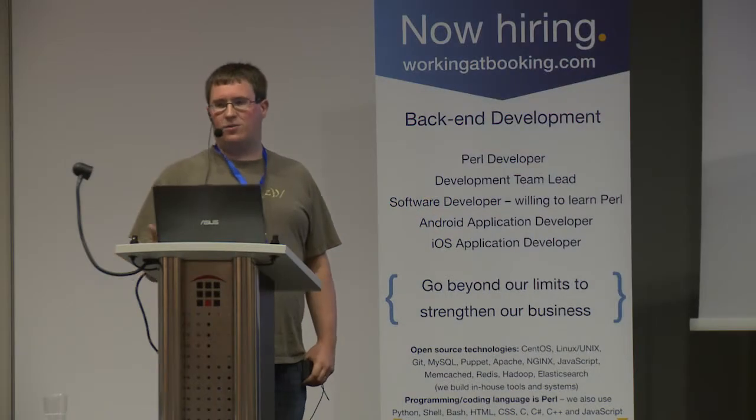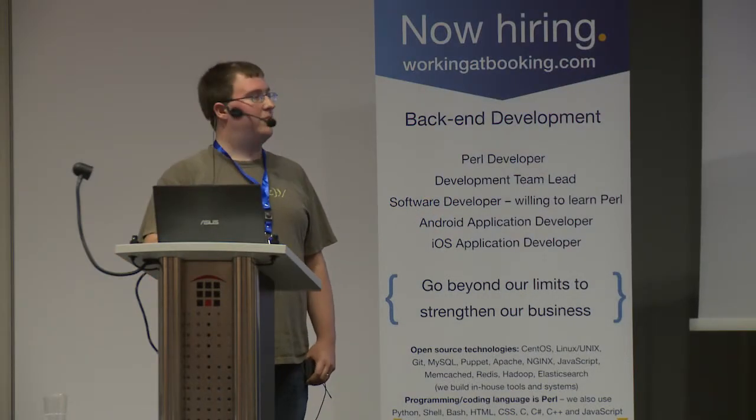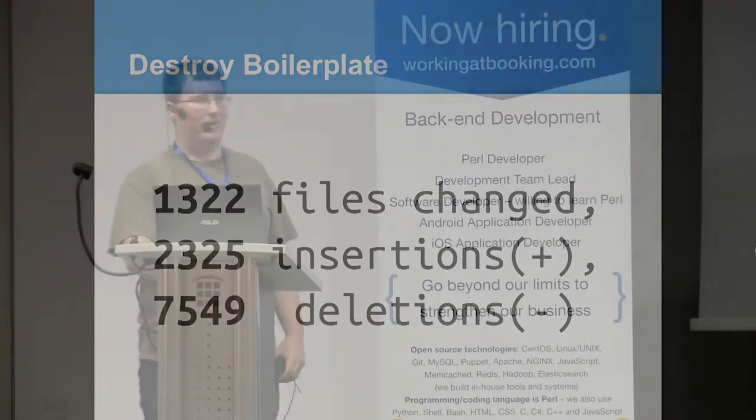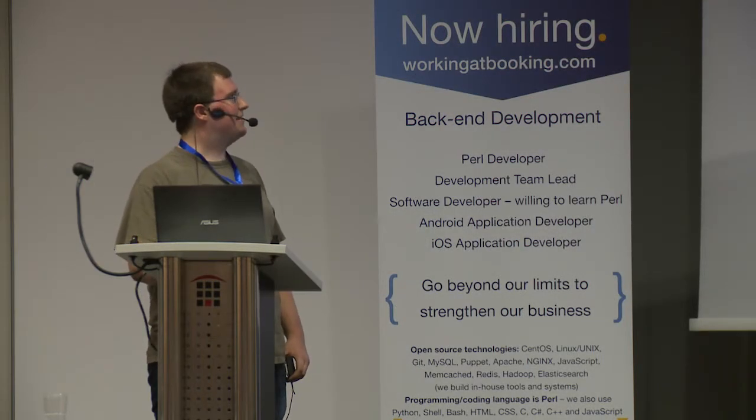What's the point of all this? Why would you use this? The primary reason is to just destroy all of the boilerplate in each of your tests. So this was a commit that I did, deleting thousands and thousands of lines from our code base with absolutely no change to our tests and to the behavior of our test suite, which was fantastic.